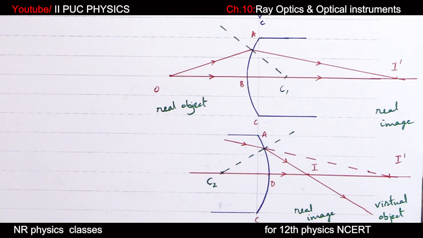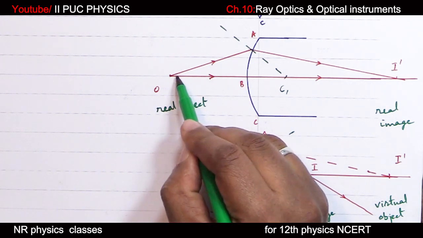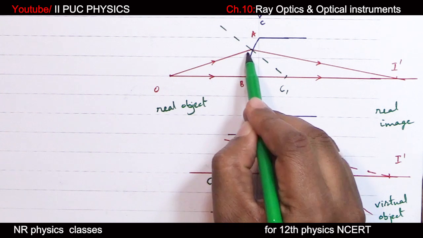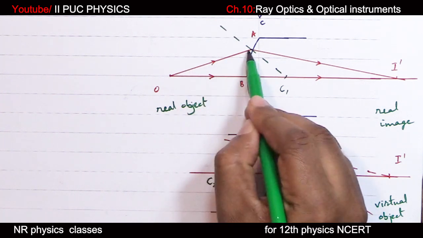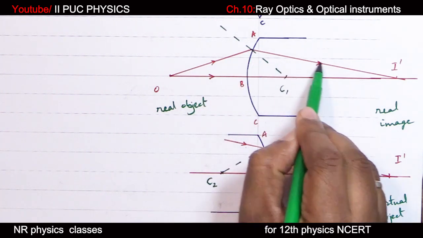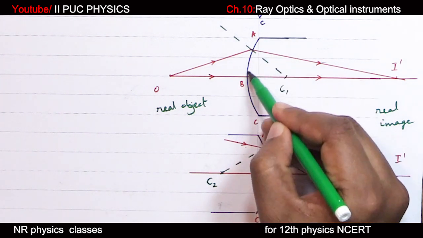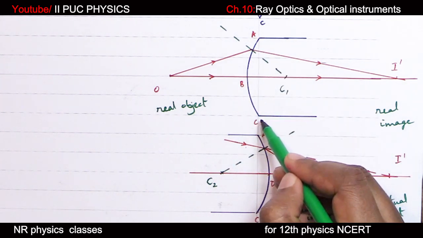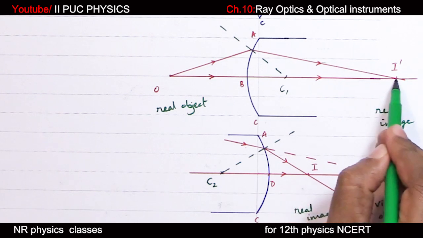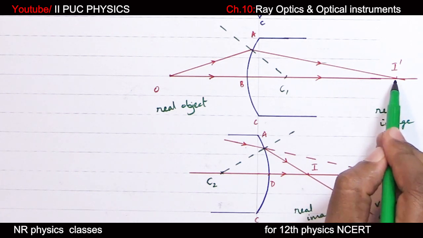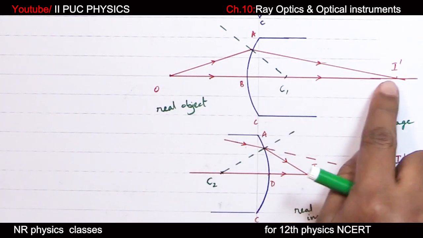This incident ray, when it is traveling in air, undergoes refraction because of spherical surface ABC and meets the principal axis at I dash. No issues, right? Real object, real image.